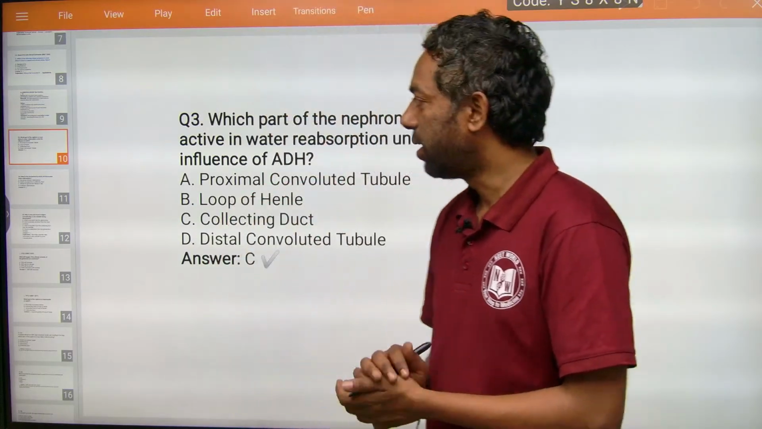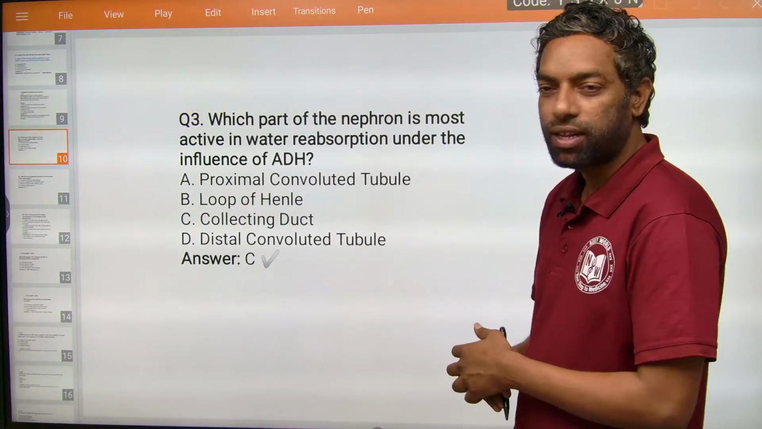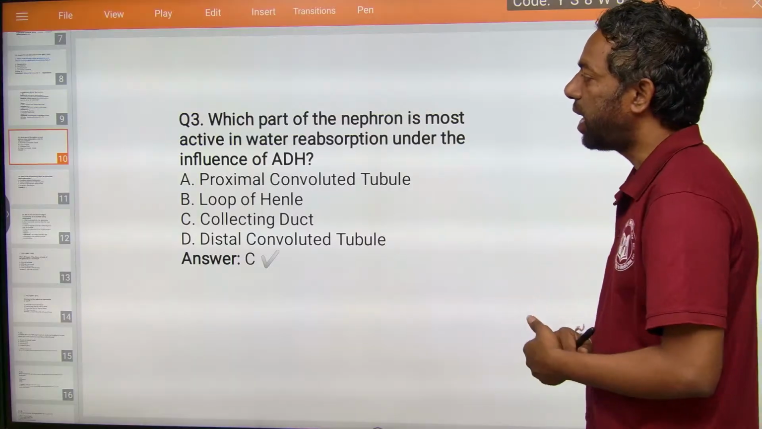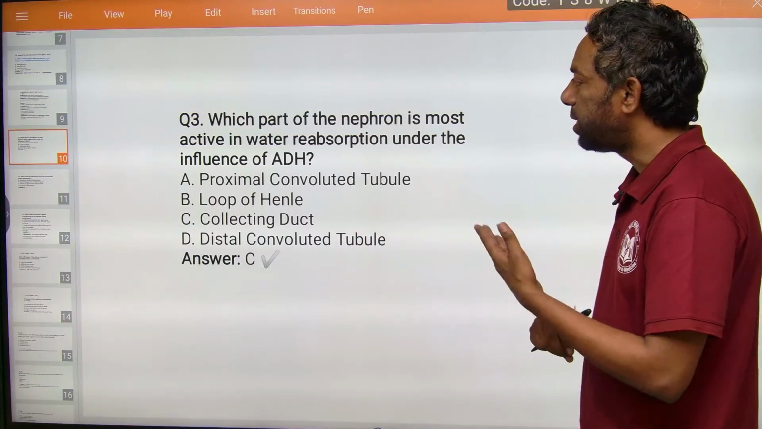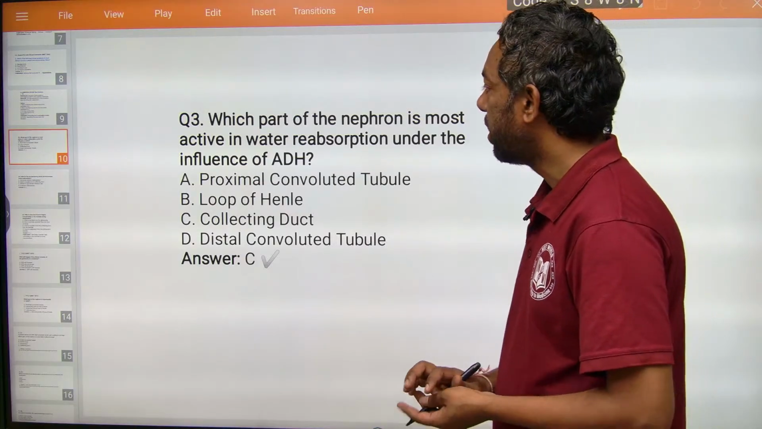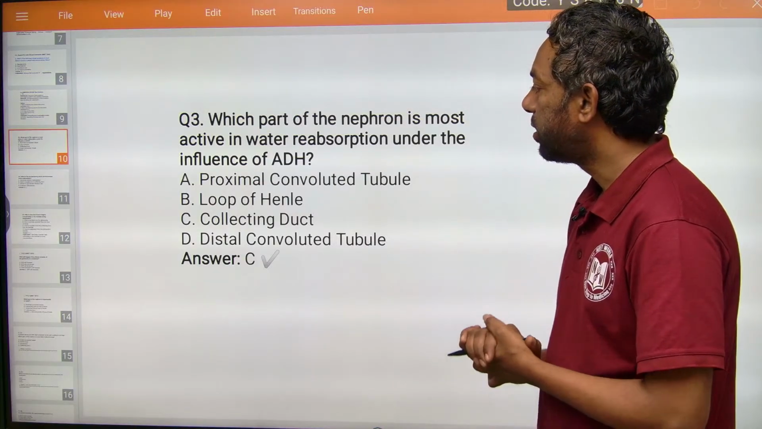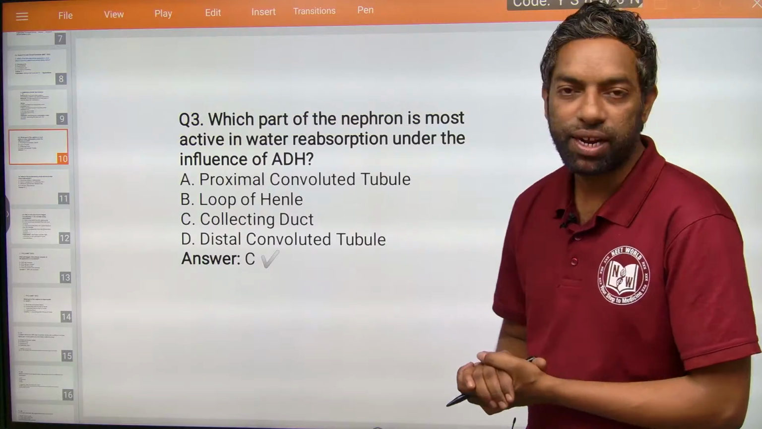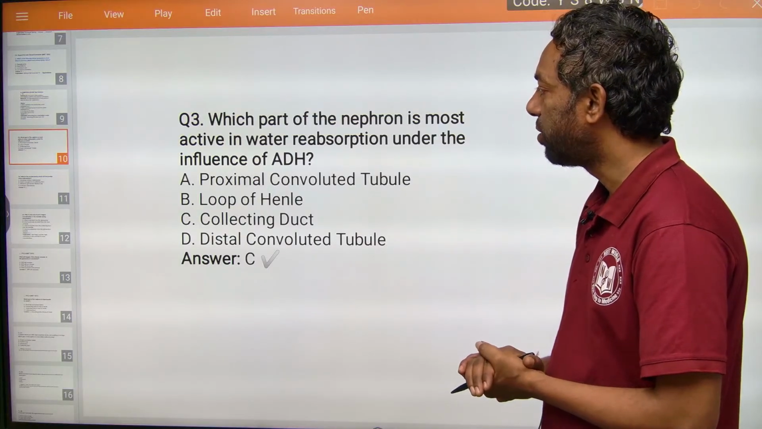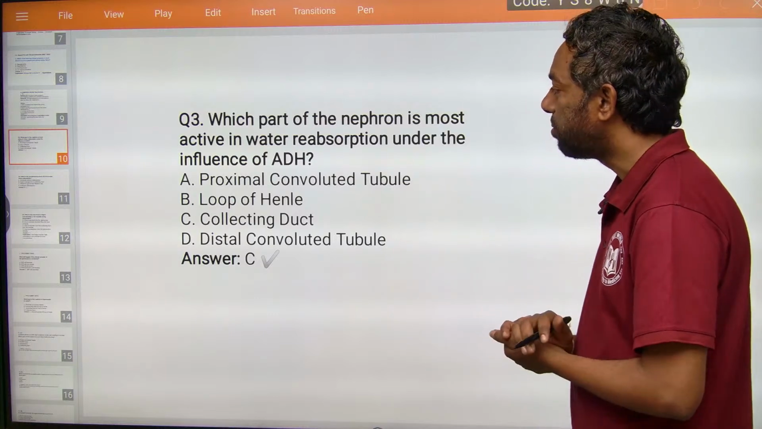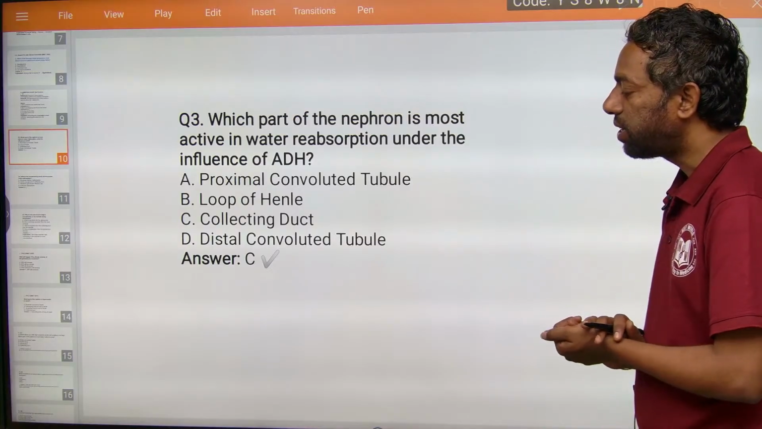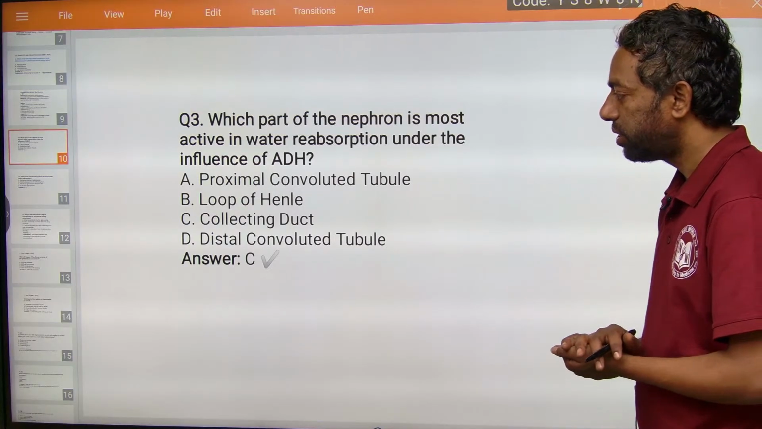If we come to this question: which part of the nephron has the most active reabsorption under the influence of ADH? Okay, the ADH hormone. Under the ADH hormone, which part of the nephron actively participates, meaning reabsorption is going to take place? Option A, proximal convoluted tubule. B is the loop of Henle. C is collecting duct. D is distal convoluted tubule.